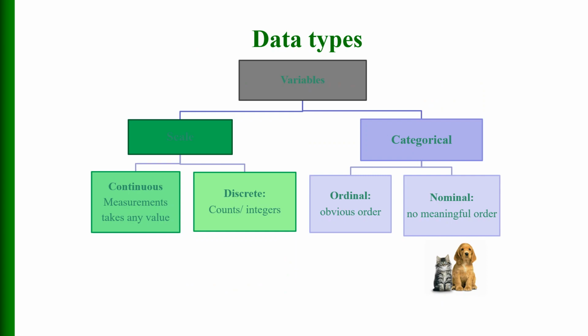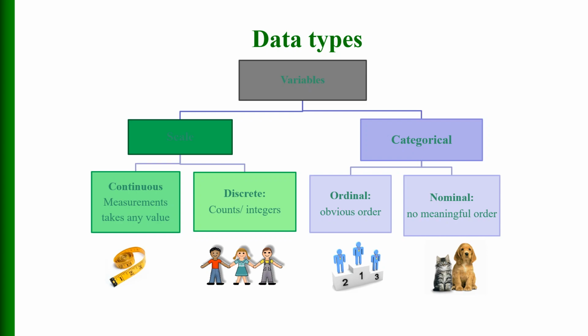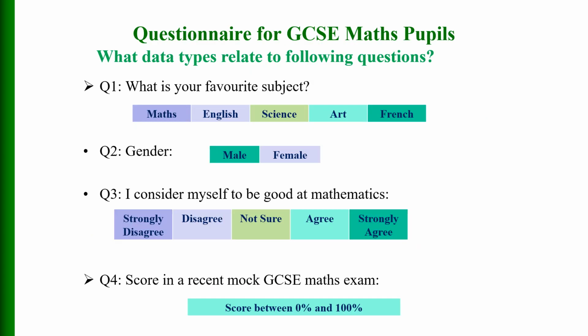Now this is just nominal, and this is ordinal. There is ordering or ranking, 1, 2, 3. This is discrete, counts or integers, and this is continuous. You see, under a continuous variable the variable covers all possible values within intervals.